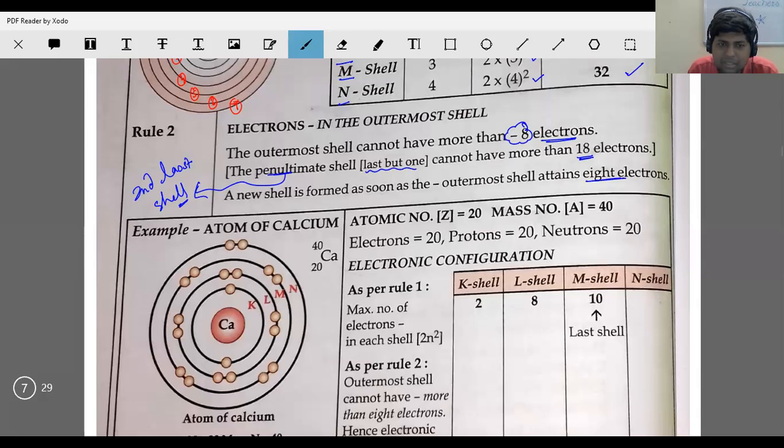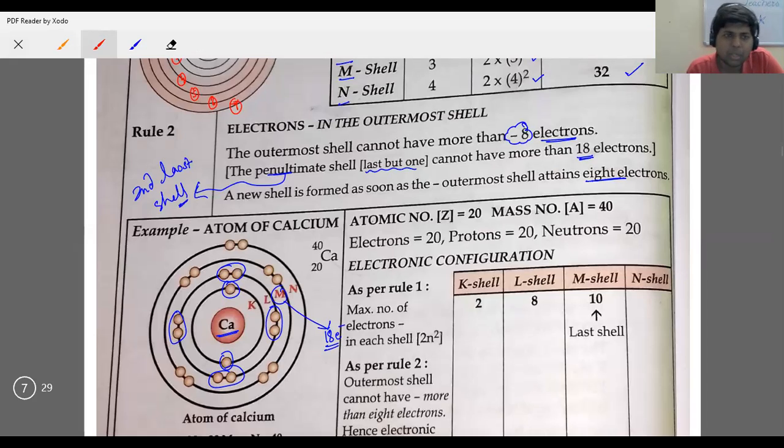So as soon as it attains 8 electrons, for example, here you can see in calcium. First shell, 2n square, that is 2. Second shell, 2 into 2 square, that is 8. Now the third shell, this M shell, can accommodate how many electrons? 18 electrons, right? But still it is not going to accommodate 18 right now. What will happen is that 8 electrons will fill in it, then 2 will fill in the next shell, and when it has 8, then filling of the further shell will start. Okay?